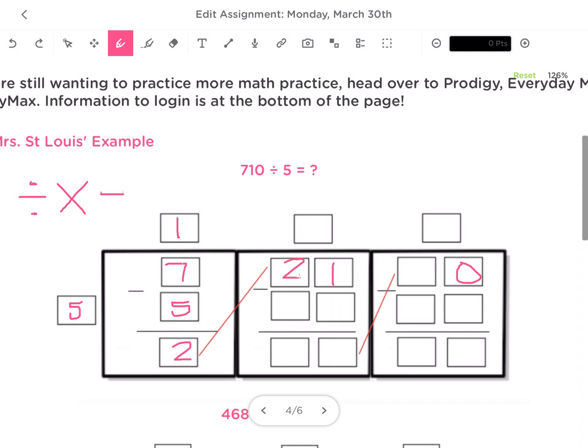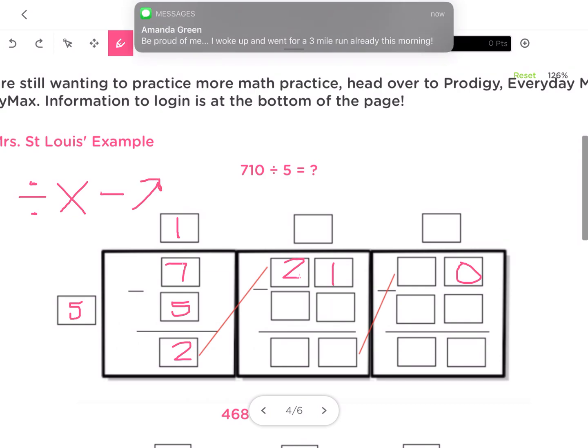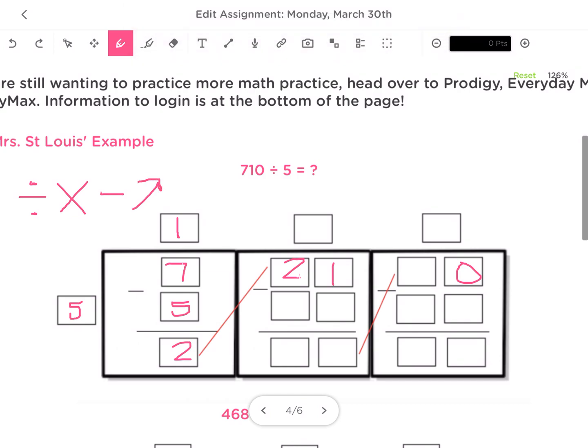Okay, so now we follow that same kind of strategy. Now we ask, how many times does 5 go into 21? If we count by 5s, 5, 10, 15, 20. Oh, I counted to the 4th multiple of that, so I'm going to put 4 at the top there.